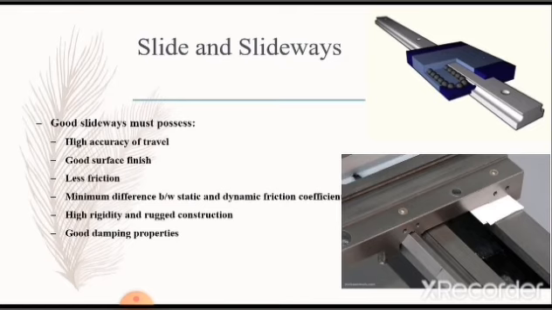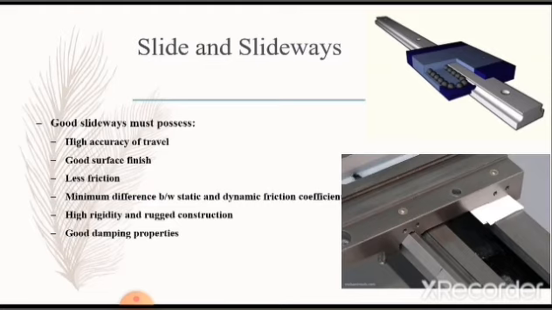The accuracy must be, as I told you, if I ask it to move 5 mm, it should move 5 mm only. It should have a good surface finish, so that the motion is without any resistance. Less friction, and minimum difference between the static and dynamic coefficients of friction. What is the meaning of that? Whenever it moves or stops, it should not be a jerky movement.